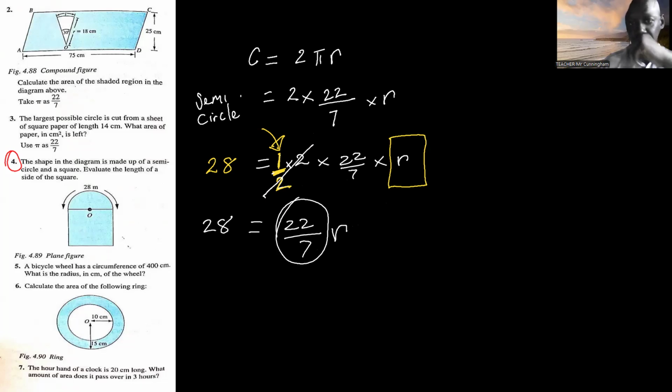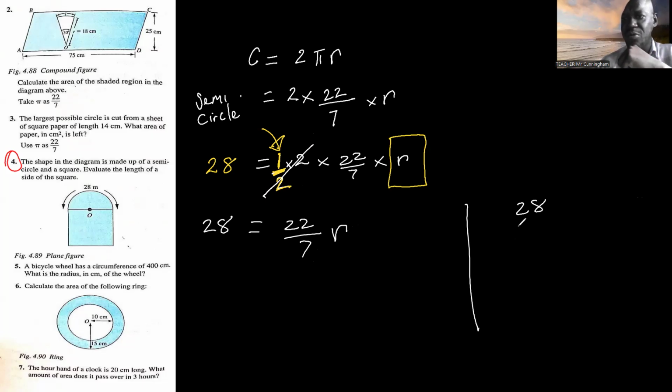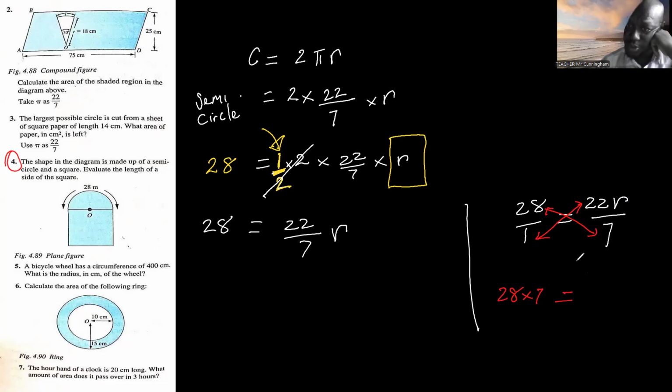The cross multiply. You could cross multiply here. So you could say 28/1 is equal to 22R/7. If you cross multiply, that's one way. I didn't do it that way though. So it'd be 28 times 7 equals 22R, or 22R/1, which is the same thing. Yeah, that's one way.